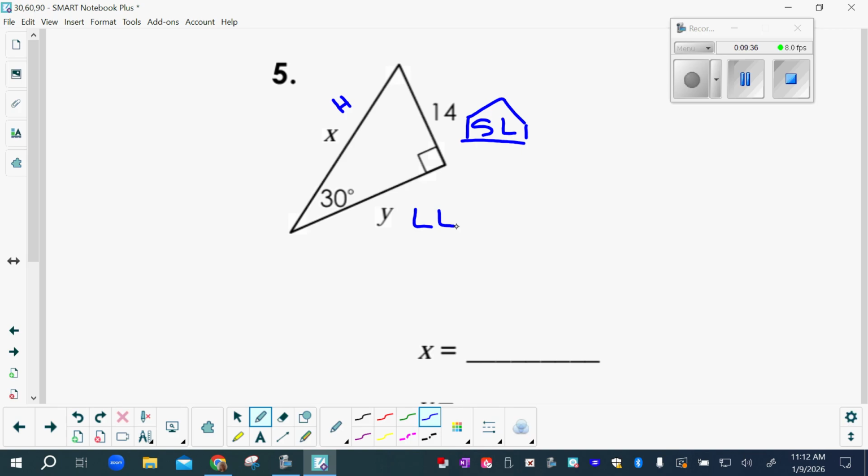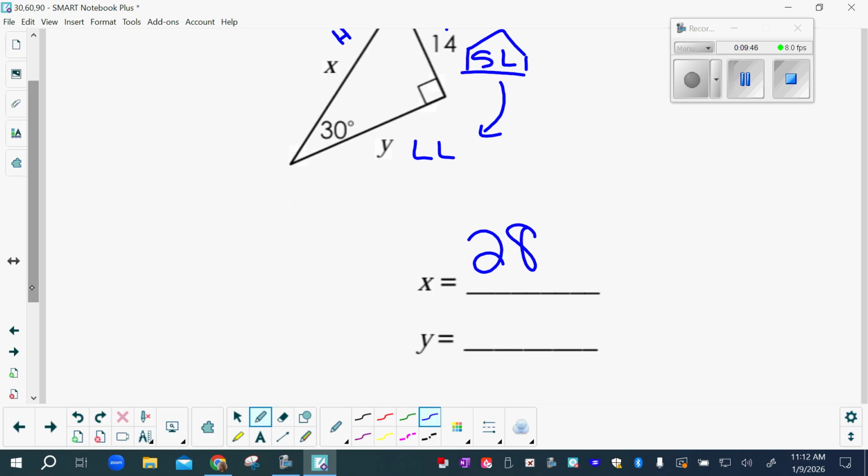I always go this guy first. Just times him by 2. I'm going to get 28. Then I times him by root 3. I'm going to get 14 root 3. Wiggle the fingers, my friends, you got it. Fabulous. Okay, here we go.